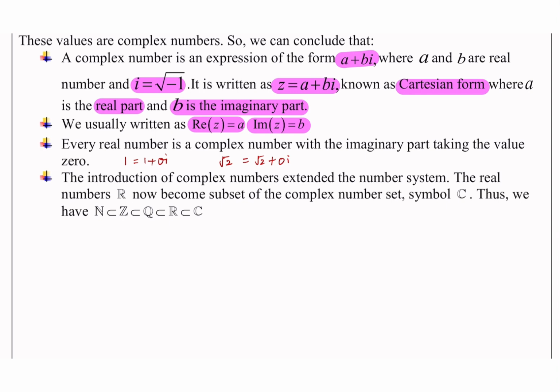Okay, seterusnya. The introduction of complex numbers extended this number system. The real numbers R now become a subset of the complex number set, symbol C. Thus, we have N is a subset of integers, is a subset of rational, is a subset of real, is a subset of complex numbers. So sekarang ni real number dah jadi subset kepada complex number. Okay, so kita tahu N is a subset of integers, is a subset of rational, is a subset of real numbers, is a subset of complex numbers.